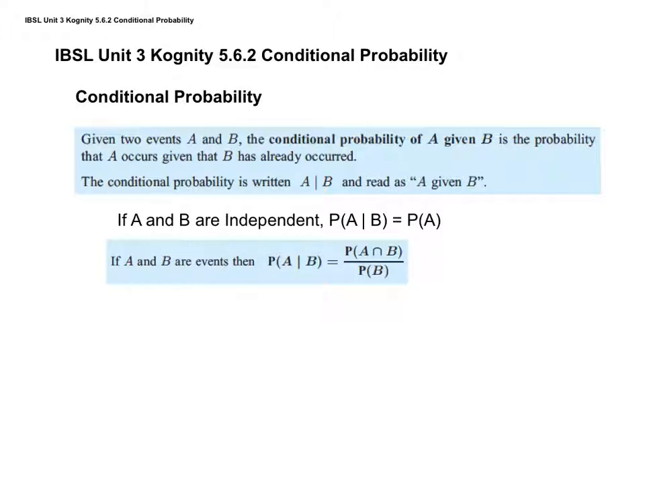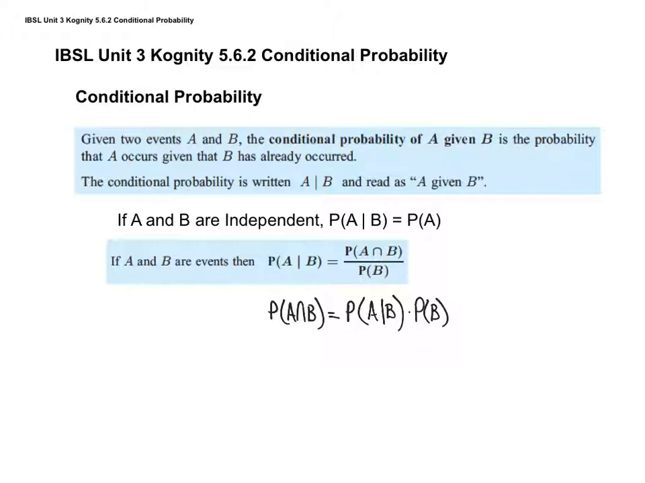Now, one rule, and this is actually how it shows up in your IB formula booklet, it says independent events, and then it says a variation of this formula. It actually says the probability of A and B equals the probability of A given B times the probability of B. Okay? That's for independent. Well, this is for all events. Okay? This is for all events.